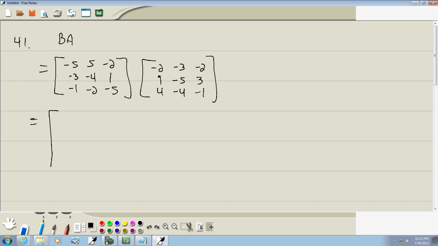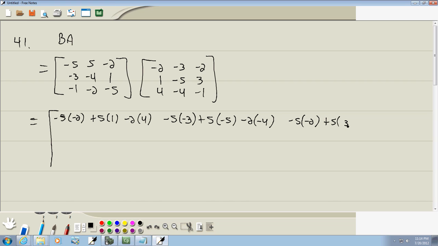Now we're going to take this first row times this first column, multiplying together the corresponding entries. So we got negative 5 times negative 2. We got 5 times 1, and negative 2 times 4. Then we're going to take this first row times the second column. So we got negative 5 times negative 3, plus 5 times negative 5, minus 2 times negative 4. And then we're going to take this first row times this third column. So that gives us negative 5 times negative 2, 5 times 3, minus 2 times a negative 1.